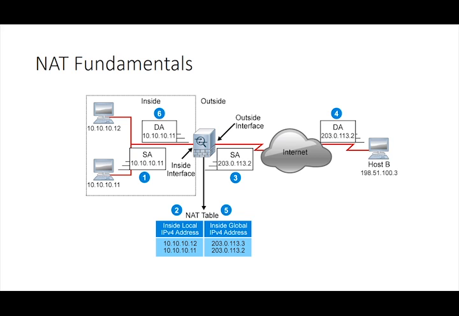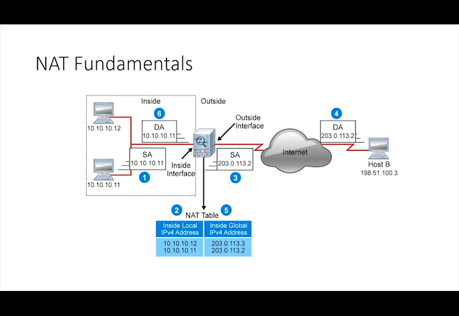203.0.113.2. If there was no entry in the table, the ASA would check the NAT rules to see if there was a rule specifying a dynamic translation. If there was such a rule, a new entry would be created. The ASA replaces the inside local address of 10.10.10.11 with the inside global address of 203.0.113.2 and forwards the packet. Host B receives the packet with 203.0.113.2 as the source address.